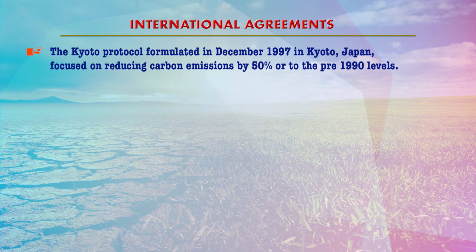Now, there are some important international agreements. For example, the Kyoto Protocol was formulated in 1997 in Japan, which focused on reducing carbon emissions by 5% of the pre-1990 levels. This was an important agreement.